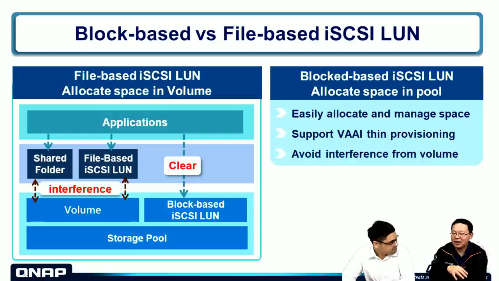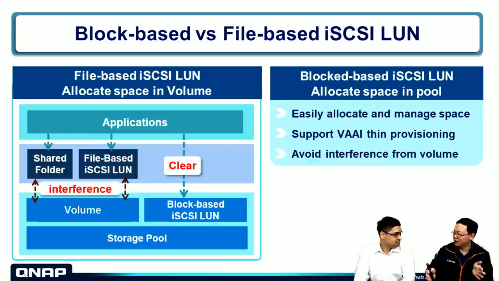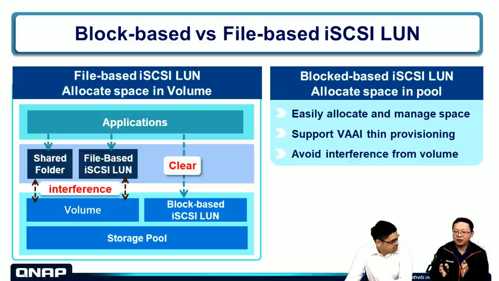In QNAP NAS, for iSCSI LUN, we support two modes. The first one is block-based. Block-based means we allocate a space from the storage pool and dedicate it to the iSCSI LUN. File-based means we use the volume capacity, create an image, and use the image as the iSCSI LUN. So the file-based LUN is created on a volume, but the block-based LUN is created on the unused space in the storage pool. We support two kinds of iSCSI LUN mode because block-based LUN is of course faster, especially for different IO operations. Maybe someone accesses a shared folder, maybe someone uses VMware to access the iSCSI LUN.